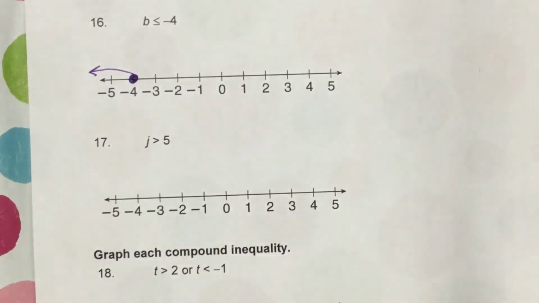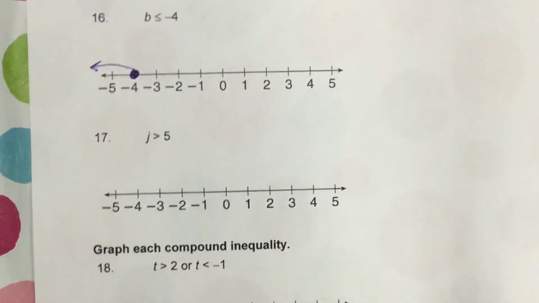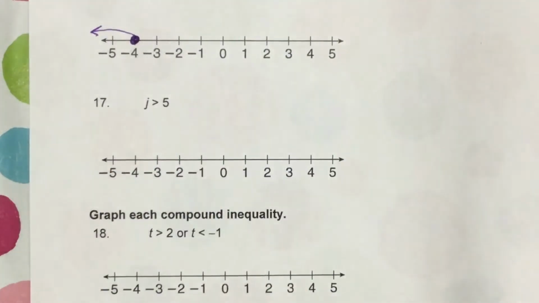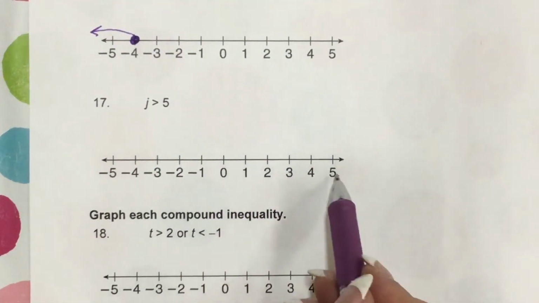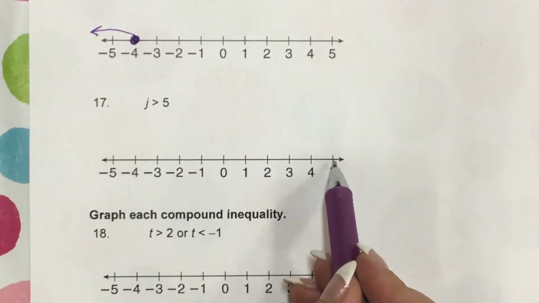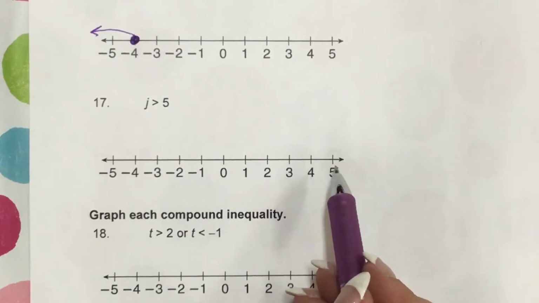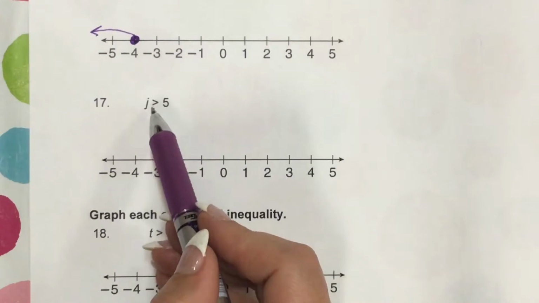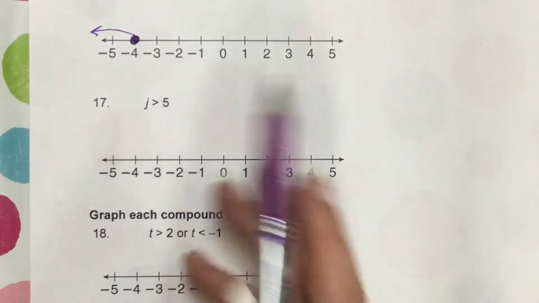On to problem 17. So we have j is greater than 5. So I need to go ahead and find 5. 5 is here. Now I just need to determine what circle it's going to be, an open or a closed. And for j being greater than 5, that's going to be an open circle.